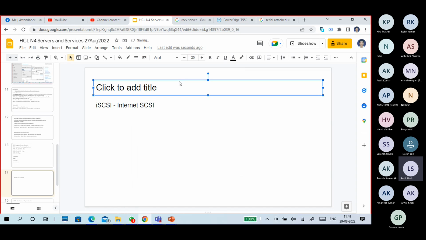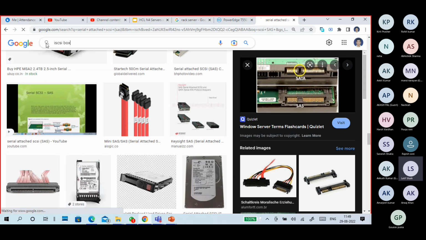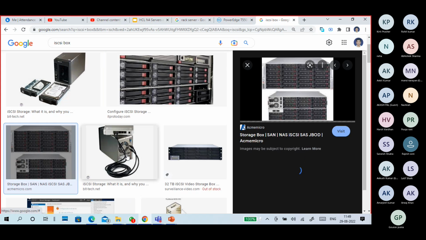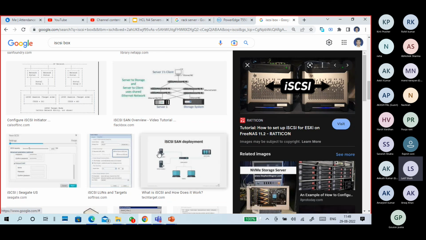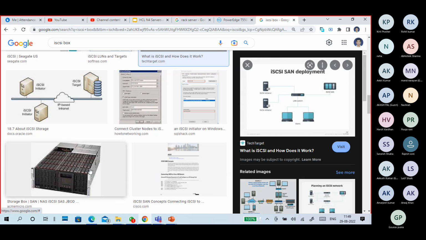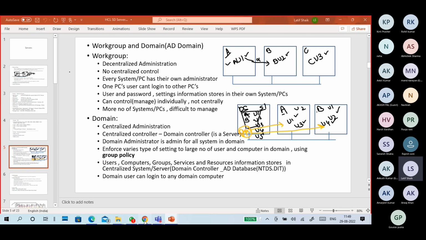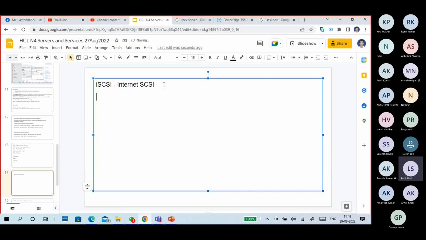It is exactly a storage bay. There is a storage bay. iSCSI box like this. This is the iSCSI box. Okay, these are the iSCSI boxes. So it is directly not required to connect to the servers. It is a kind of storage bay. Internet SCSI, a kind of storage bay. Bay means like the Bay of Bengal. It's a kind of stuff.